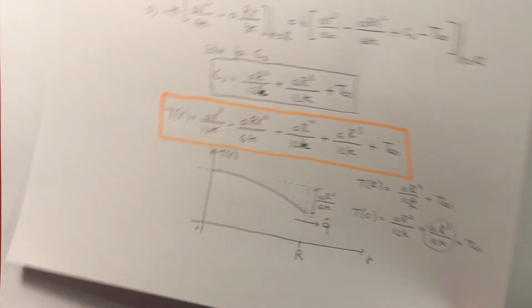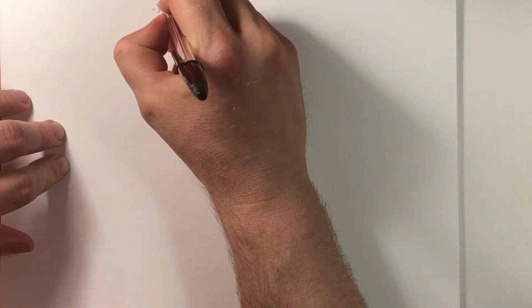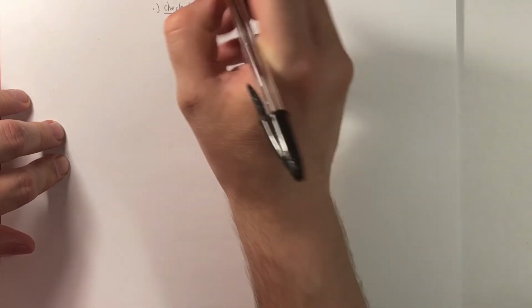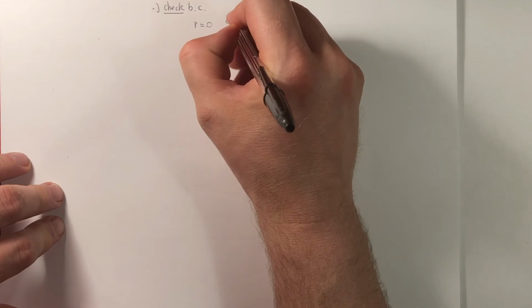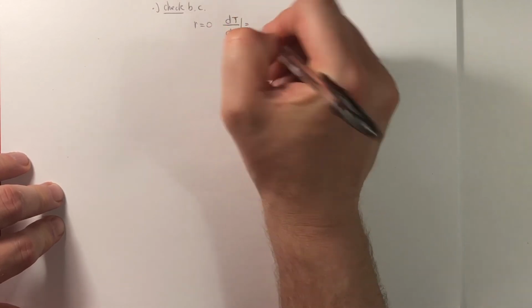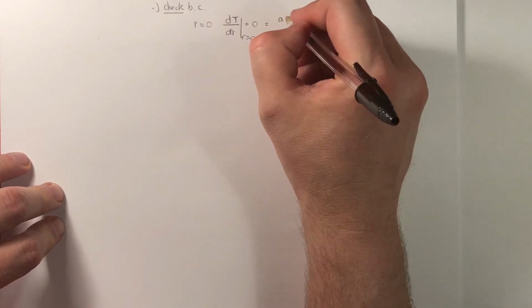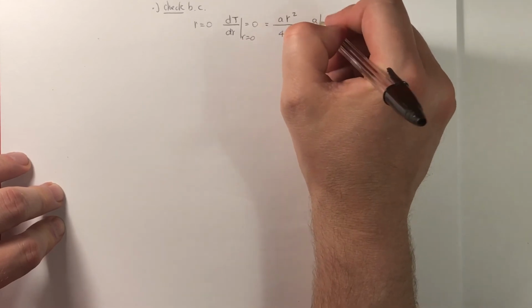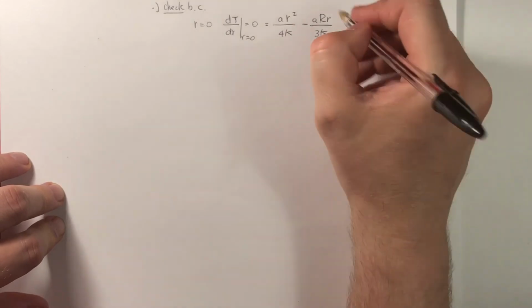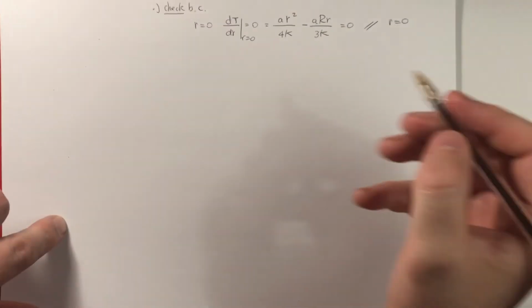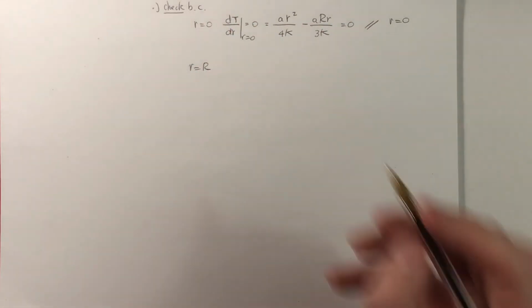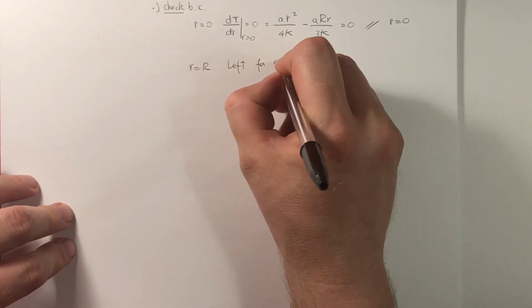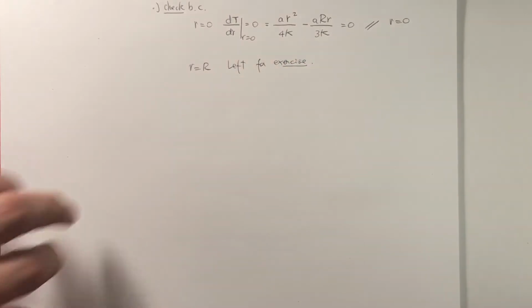So a good exercise would be now to check, so that's usual practice, check boundary conditions if they're satisfied. And this actually can be verified, so let's do it. So at r equals 0, dT/dr at r equals 0 must be 0. So we have AR squared divided by 4k minus ARR divided by 3k, and this is equal 0 because r is 0. And the other at r equal R is also satisfied, so you can try this. So left for exercise. Very good.